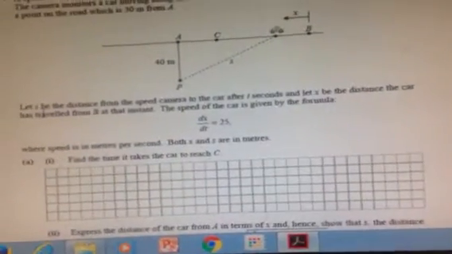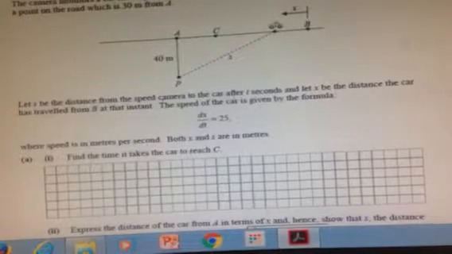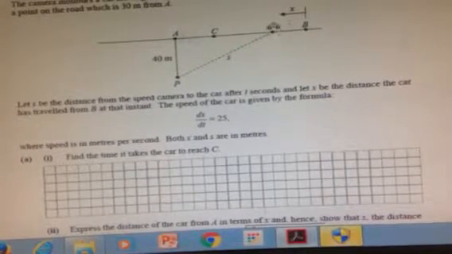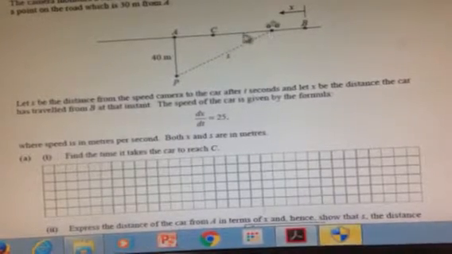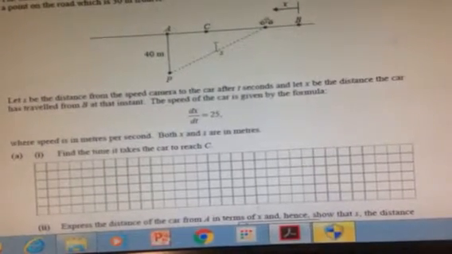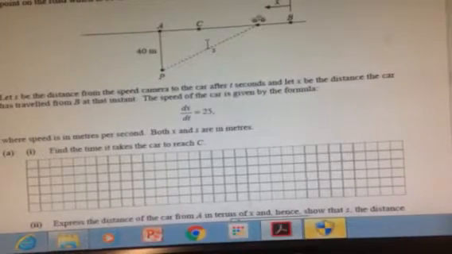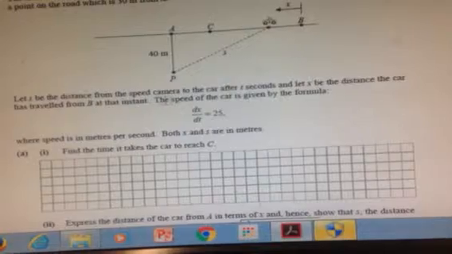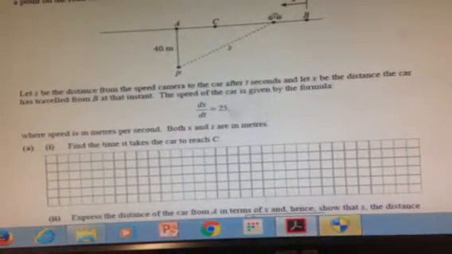They want me to let S be the distance of the speed camera to the car after t seconds. So there'll be a formula there because it depends on where the car is, or what time it is, as to what the distance is. And let X be the distance the car has travelled from B at that instant. The speed of the car is given by this formula.